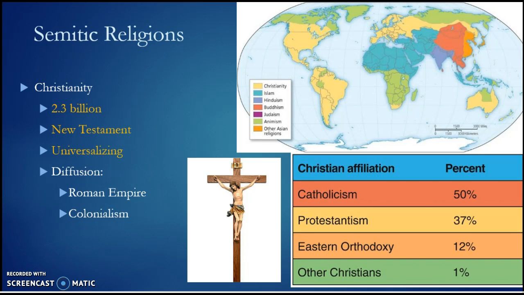Now, when we look at the Eastern Hemisphere, we could see, again, these impacts of colonialism as the British Empire spread Christianity to both South Africa and also Australia.